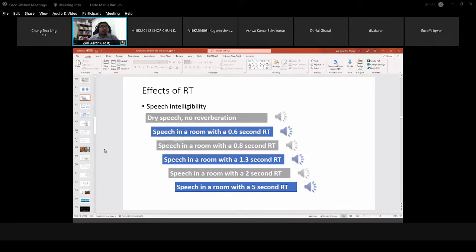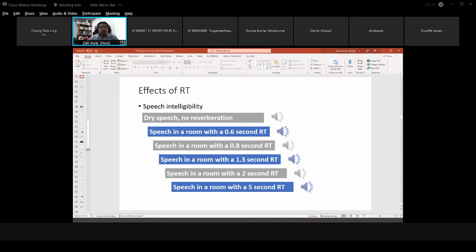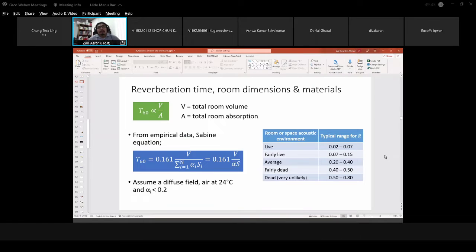Okay, we've seen the effect of reverberation time on speech intelligibility in a room or a hall. So we need to tune it to a specific value so that we can hear speech properly, or catch what the others are talking about in that particular room. It is related specifically to the size of the room, the volume of the room, as well as the amount of absorption in that room.